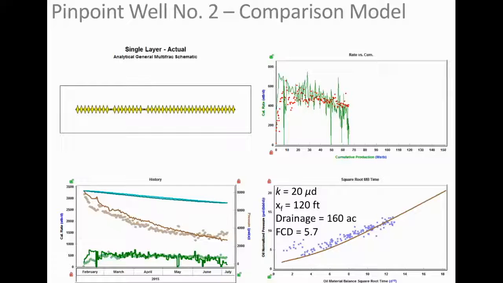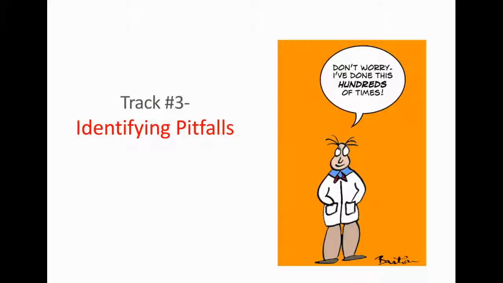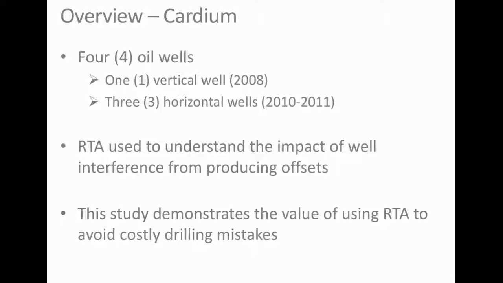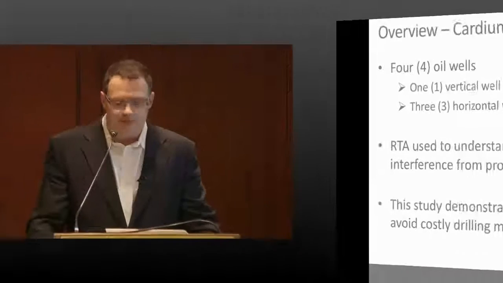So our next case study is going to be called Identifying Pitfalls, Costly Drilling Mistakes. This is an overview in the Cardium, Canadian oil play. It's a 4-well study. The first well in the study is an old vertical well drilled in 2008. And then 3 horizontal wells get spud between 2010 and 2011. RTA was used to understand the impact of well interference from the producing offsets prior to drilling the well in 2011. The study is going to demonstrate the value of using RTA to avoid costly mistakes.